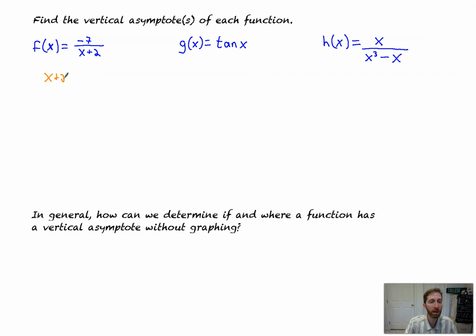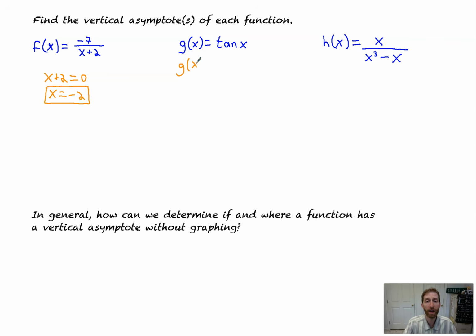So I set x plus 2 equal to 0, and I solve. The reason why I'm setting it equal to 0 is that's giving me the x value that will make the denominator 0. So x equals negative 2 is my vertical asymptote. It makes the denominator 0 and the numerator not 0.